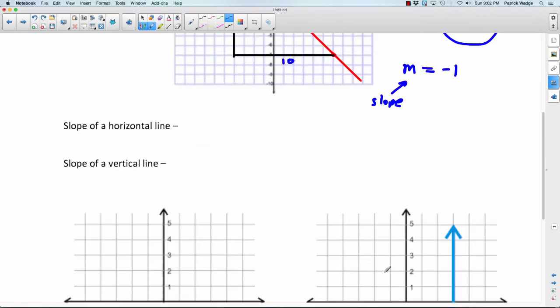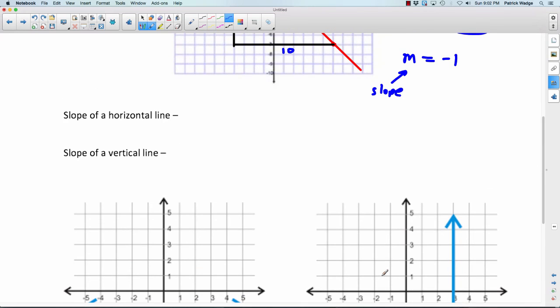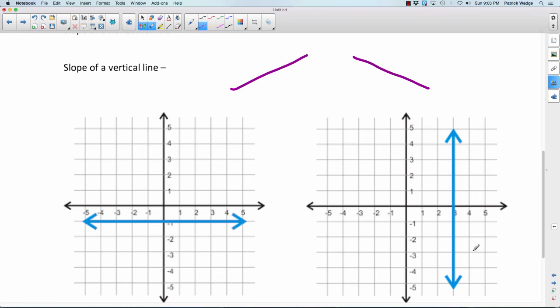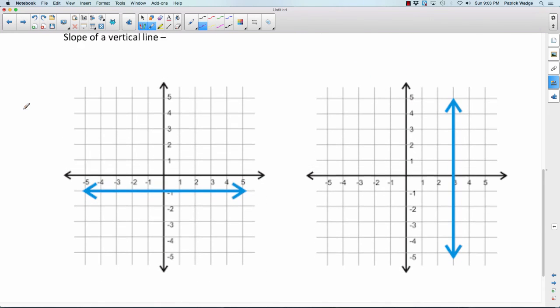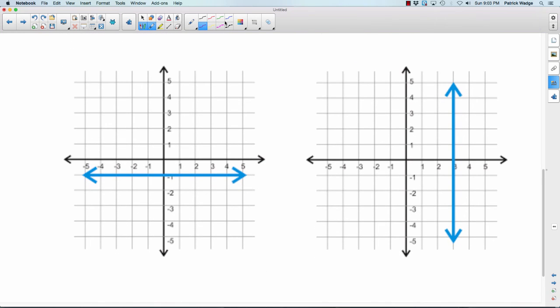Okay, last thing. We've talked about lines that have positive slopes, like this. Don't draw this. I've talked about lines that have negative slopes, like this. What I haven't talked about is lines that are perfectly horizontal and lines that are perfectly vertical. So we should probably talk about those. What happens with those? So let's start with a horizontal line.